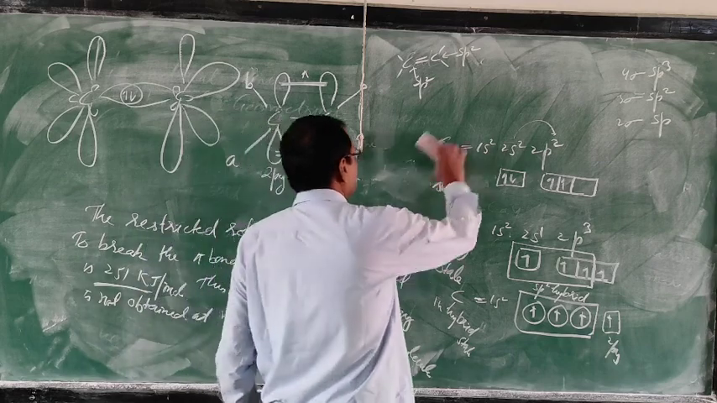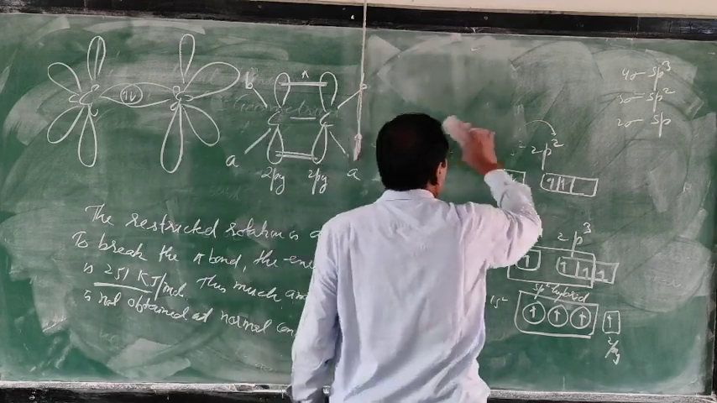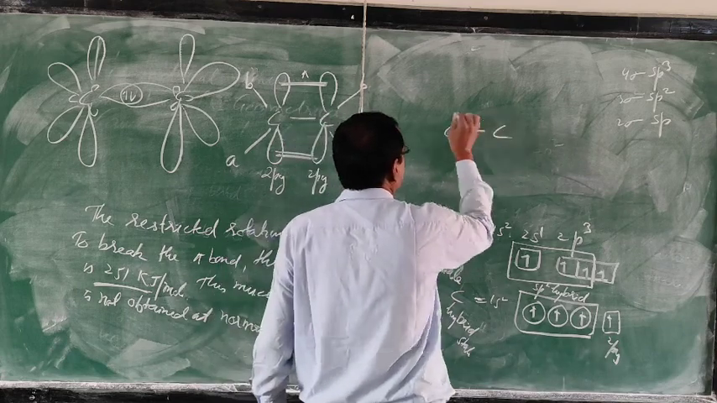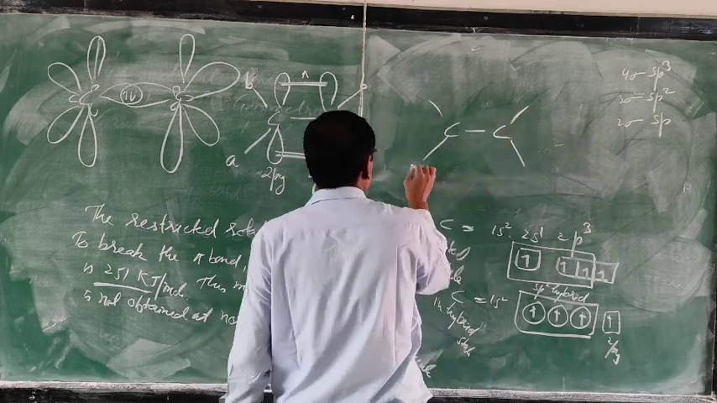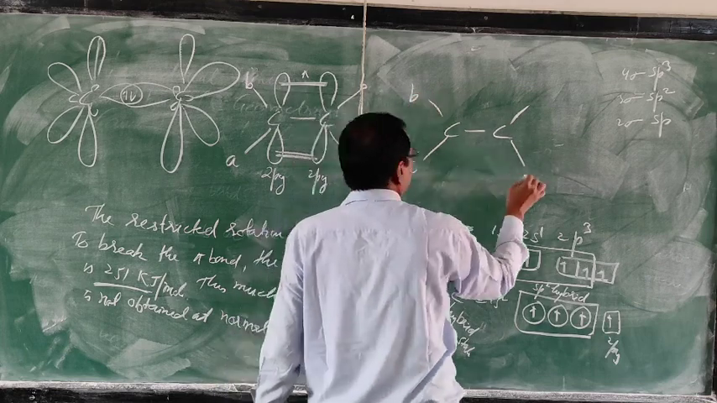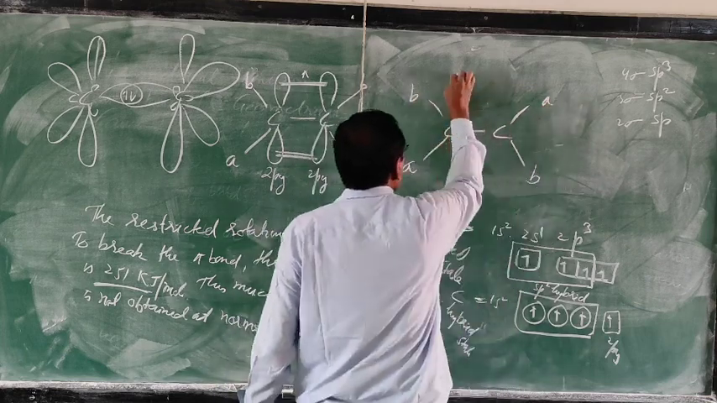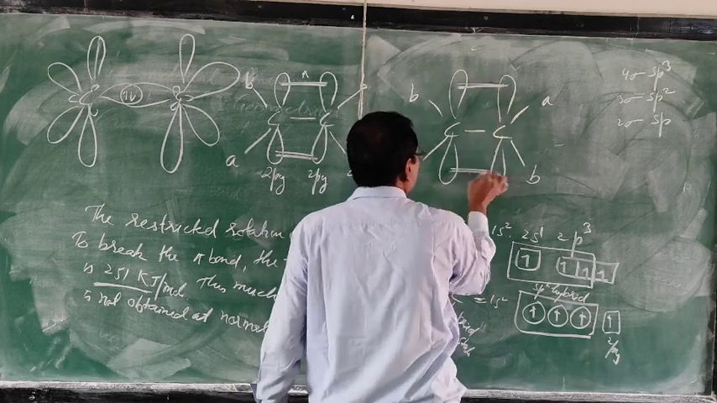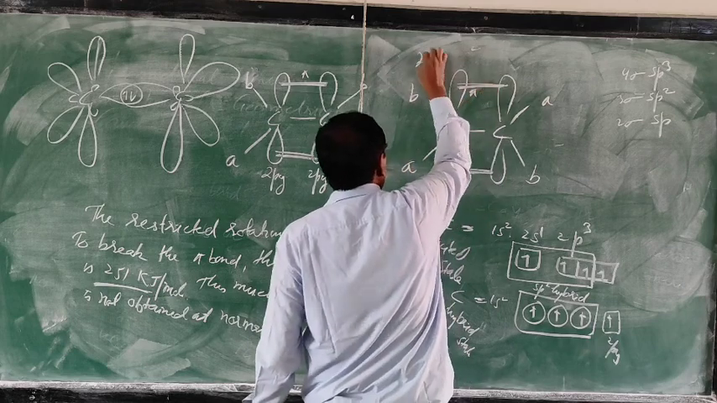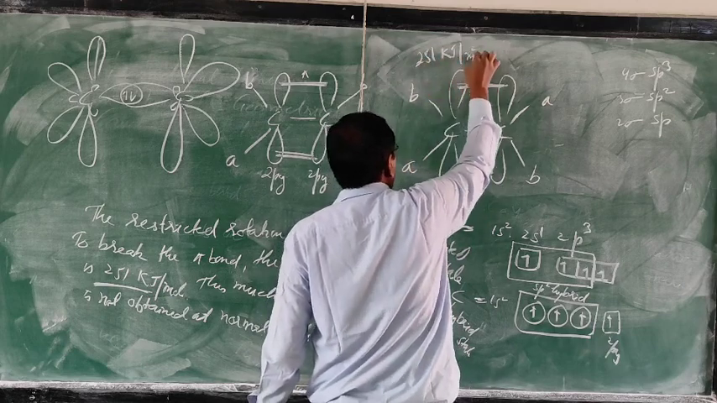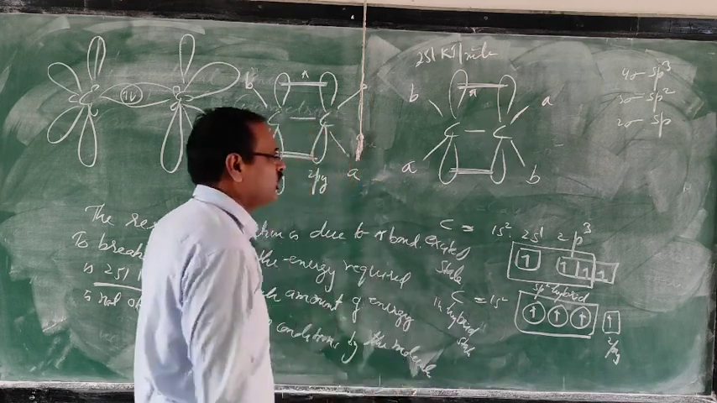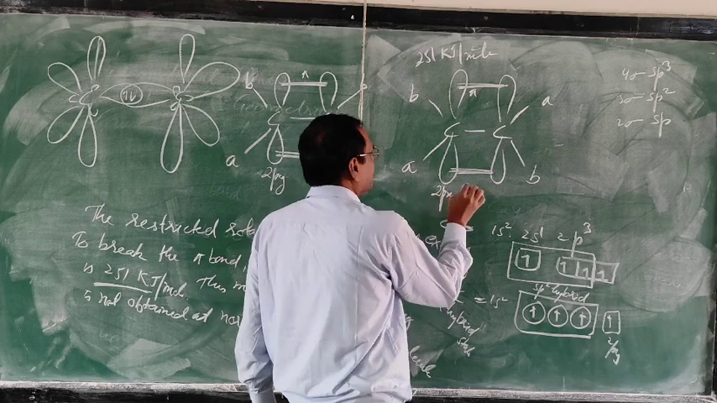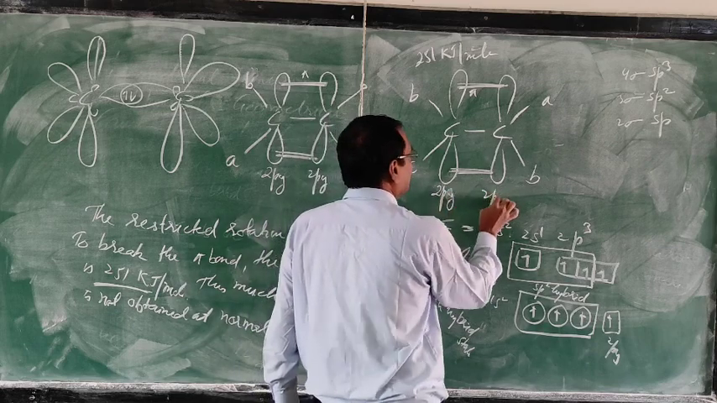So the main cause for this geometrical isomerism is hindered rotation, and this hindered rotation is there because of the pi bond. To break this pi bond, the energy required is 251 kilojoule per mole. And this much energy is not obtained at normal conditions. So that's why alkenes will show geometrical isomerism.